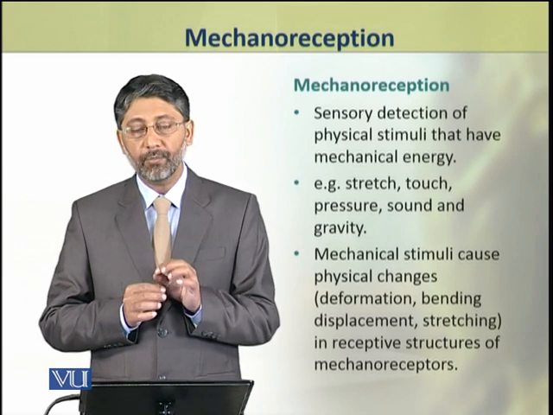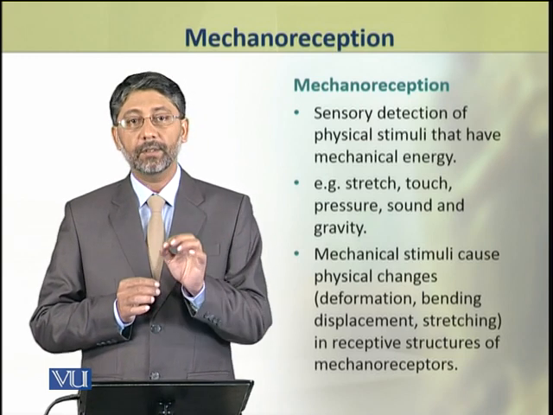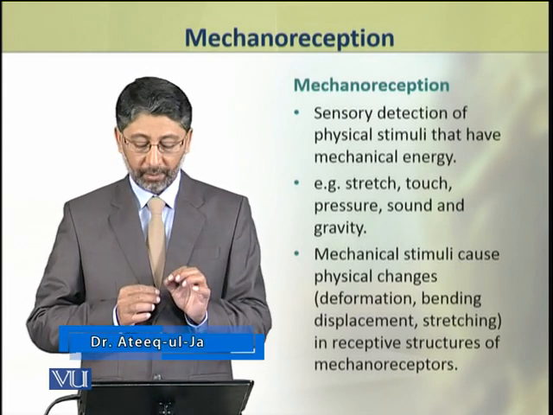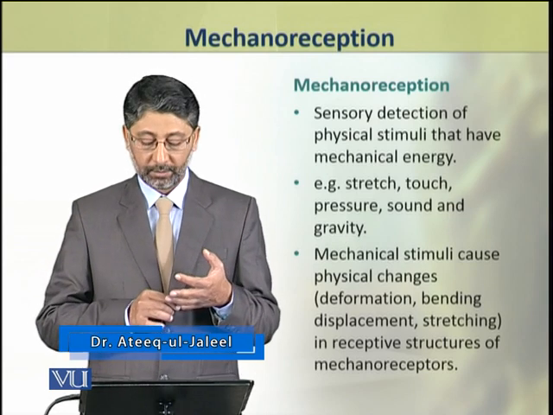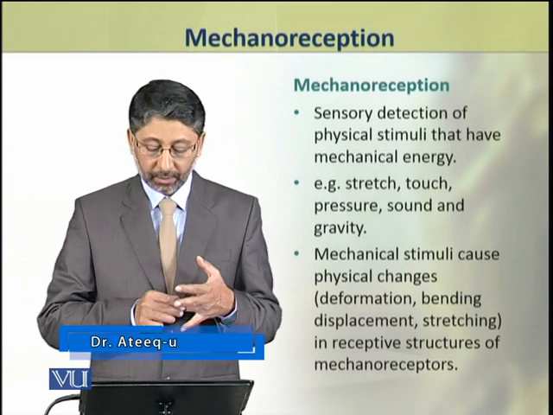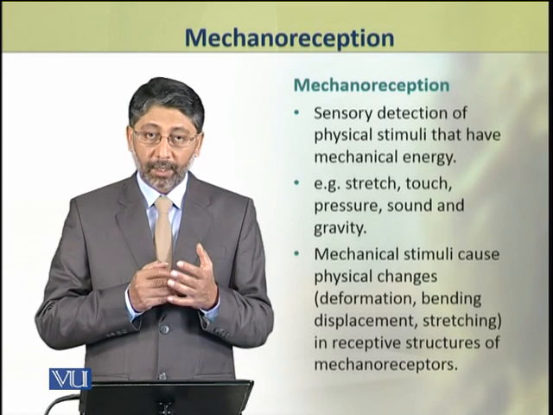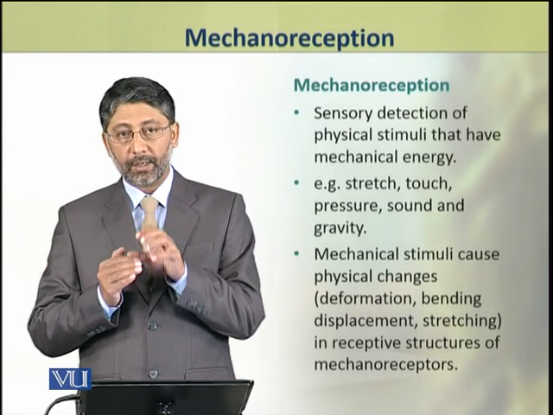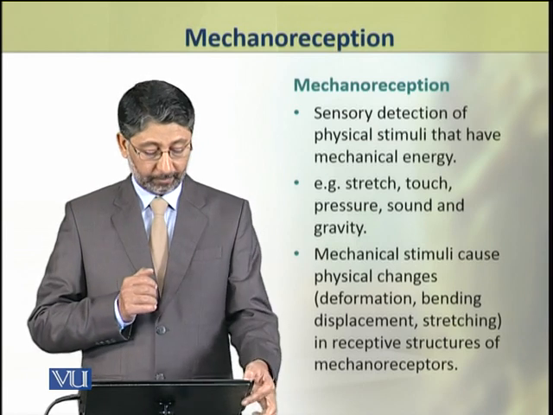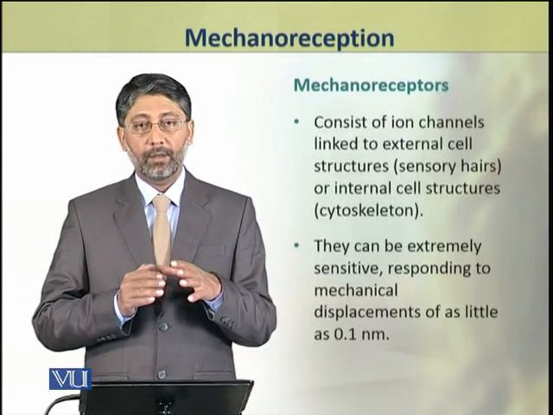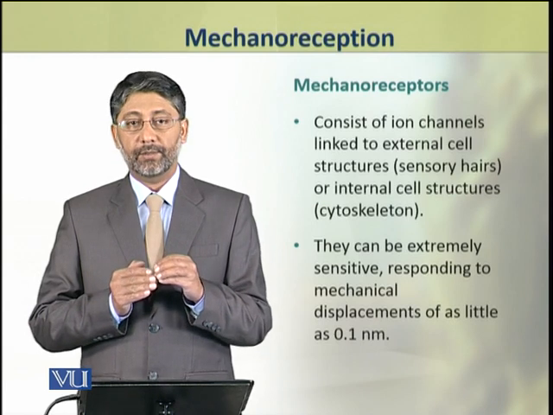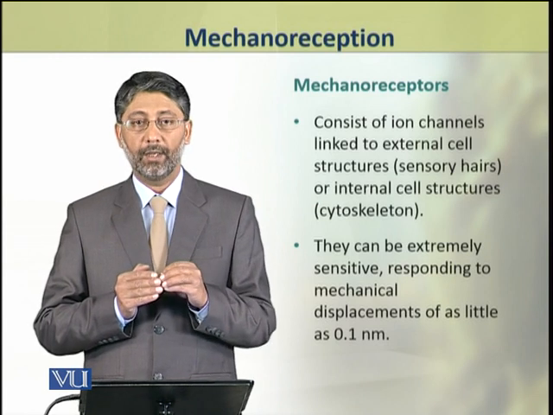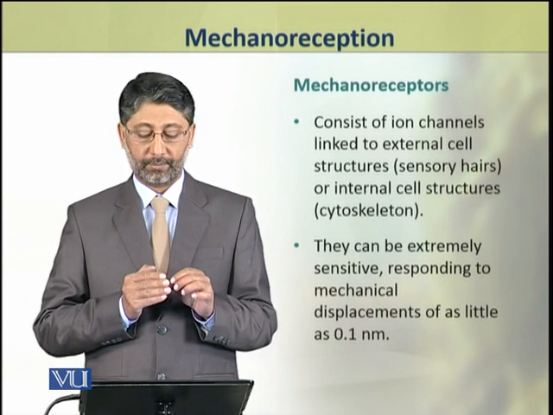These mechanical stimuli cause physical changes in the receptor cell membrane. For example, deformation, bending, displacement, stretching, etc. Such deformations occur in the receptor cell membrane. The receptor cells involved in the reception of such physical stimuli are called mechanoreceptors.